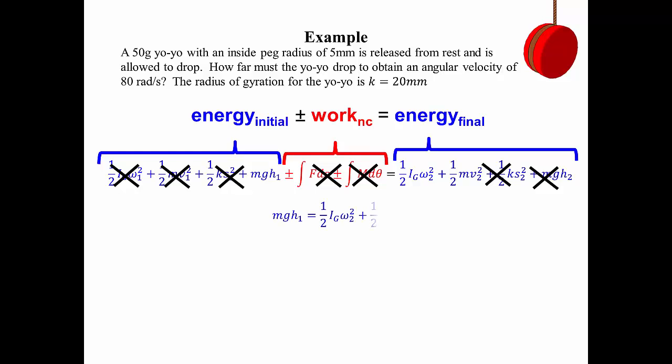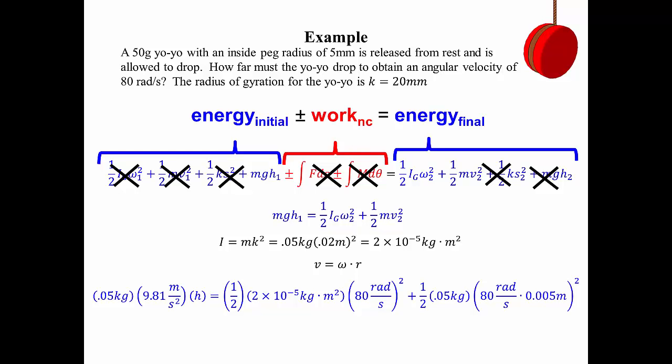So we're left with the mass of the yo-yo times gravity times its initial height is equal to 1/2 the mass moment of inertia about the center of gravity times the angular velocity squared plus 1/2 the mass of the yo-yo times the velocity of the center of mass squared. Our mass moment of inertia is equal to the mass times the radius of gyration squared. So in this case it's 0.05 kilograms times 0.02 meters squared, which equals 2 times 10 to the minus 5th kilograms meters squared. Our velocity is equal to our angular velocity times the radius. In this case, the radius that we're dealing with is the radius of the peg, because that's where the rope is winding off of the yo-yo.